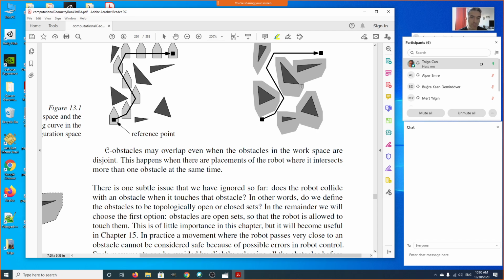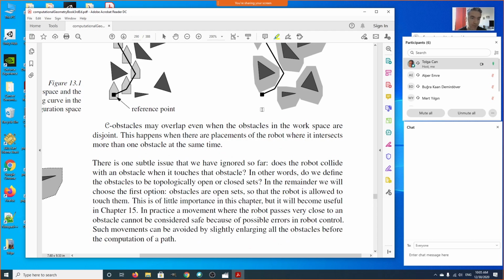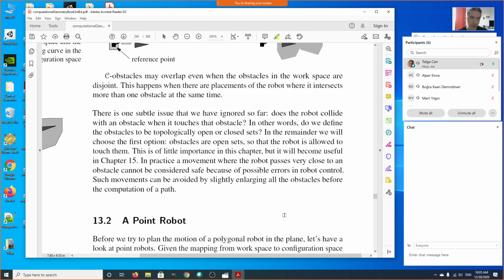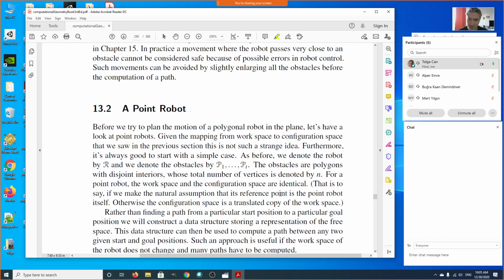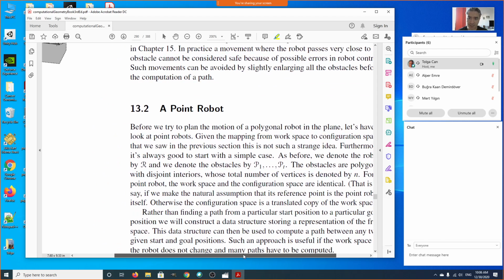Not all the obstacles are going to intersect with each other in a complex manner. The number of crossings between them will only be a certain number of times, and it will be linear in the number of obstacles we have. So we will also talk about these interesting properties of these expanded polygons, which we are going to define as Minkowski sums. Okay, so let's go ahead and start with the second section, a point robot.